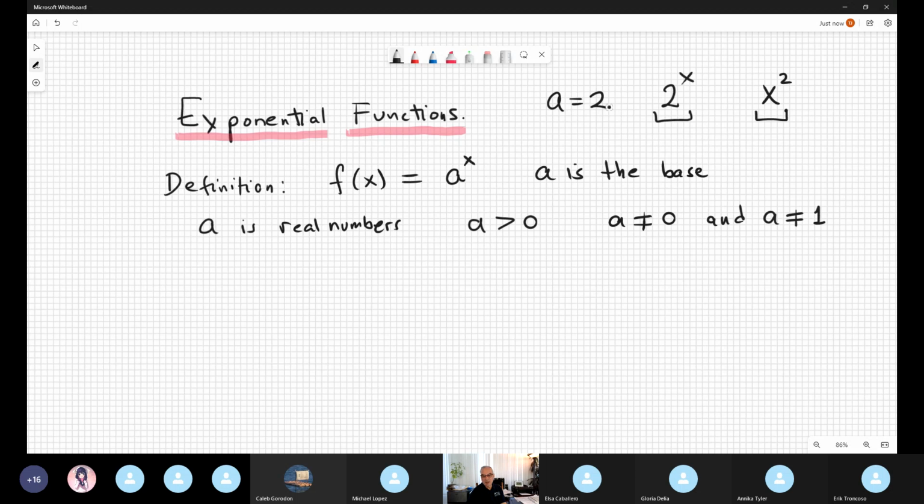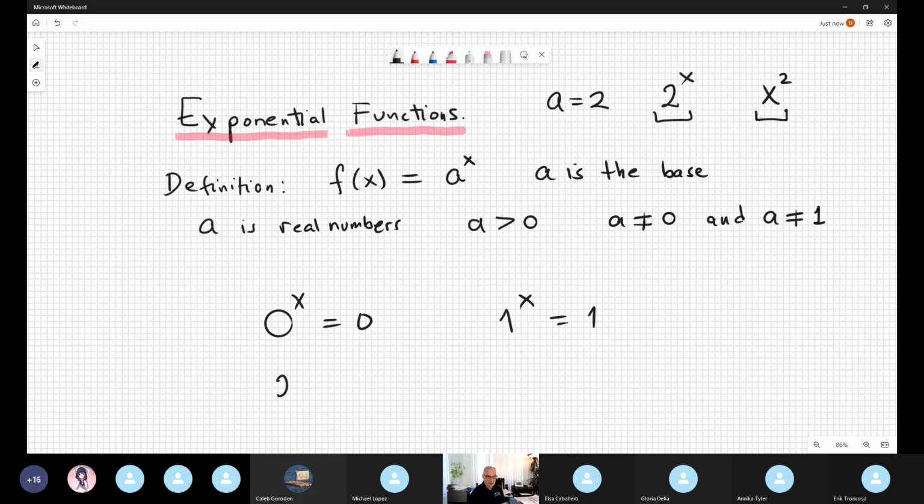Why? Because it's a trivial example. 0 to any number is always 0, and 1 to any number is 1. So this is trivial. Now, exponential is, for example, a real number, but positive. So a negative base is totally illegal. It's out of the definition. It's not exponential. It's another thing that has no name because it's crazy.